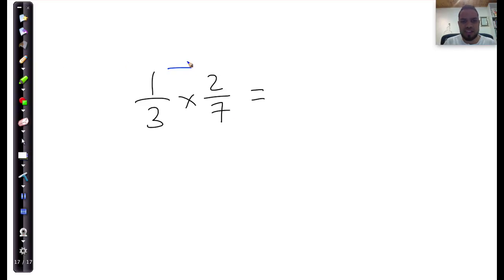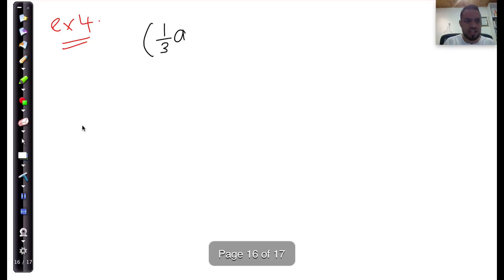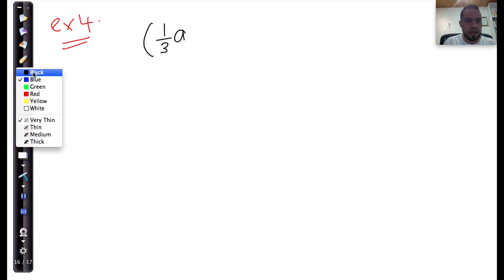fractions are very easy things to multiply, because you multiply the top with the top. 1 times 2 is 2, and you multiply the bottoms with the bottoms, or the denominators with the denominators, and the numerators with the numerators. So the denominators are 3 times 7, and that's going to be 21, and that's my answer. It's so simple.